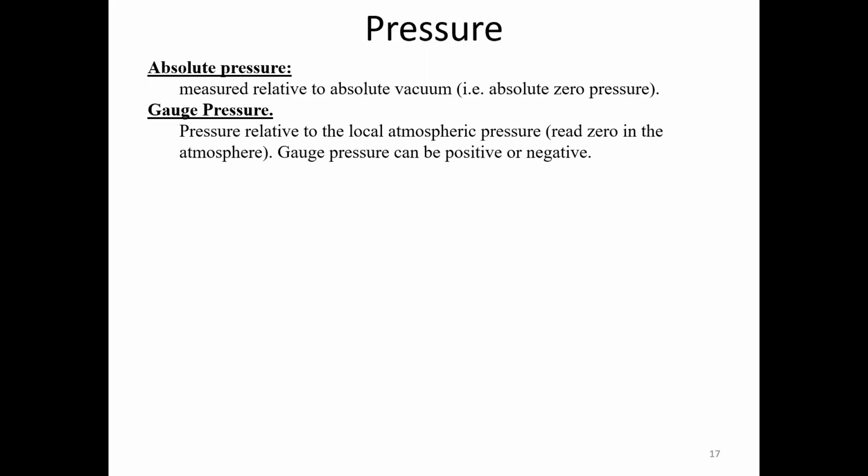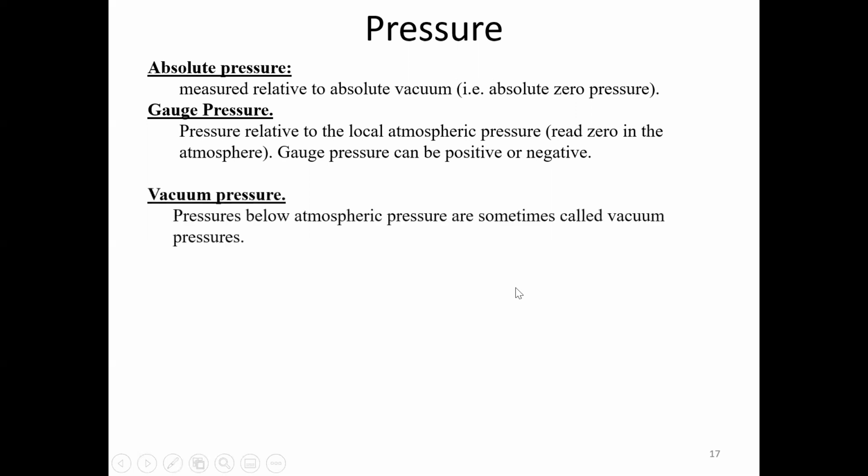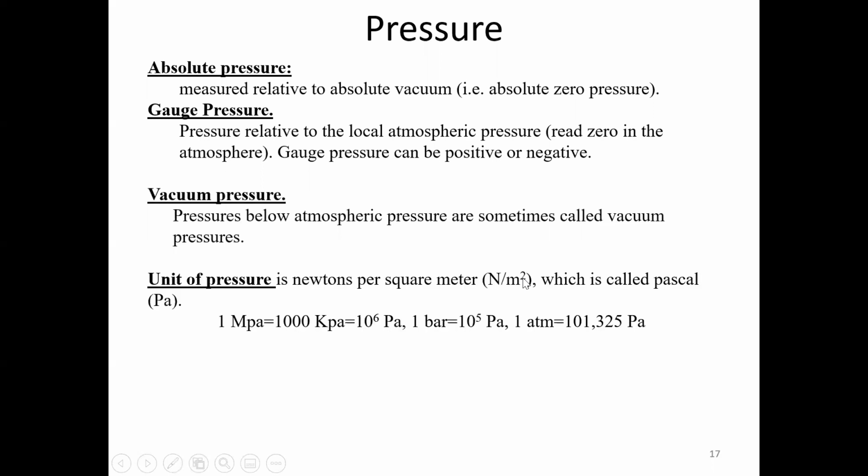Gauge pressure can be positive or negative. If it's negative, then it's vacuum. If it's positive, then it's above atmosphere. And there is vacuum pressure, the pressure below atmospheric pressure, which we call vacuum pressure. Okay, the unit of pressure, you know it. We have different units, but the relation between these different units, you can find here.